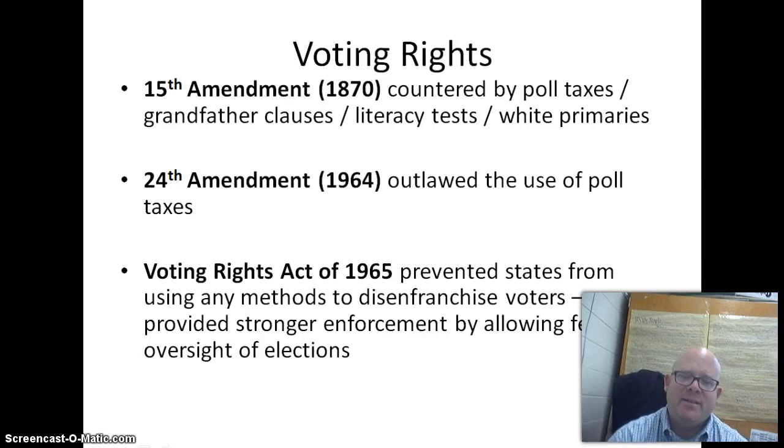And then finally, in 1965, following the Civil Rights Act of 1964, the Voting Rights Act was passed, and this prevented states from using any kind of method, whether it's a grandfather clause or a poll tax, from disenfranchising voters or discouraging voters from participating. It also laid out tougher laws so that the executive branch and the federal government, through the FBI, could go down there and enforce and oversee elections, primarily in the Deep South.